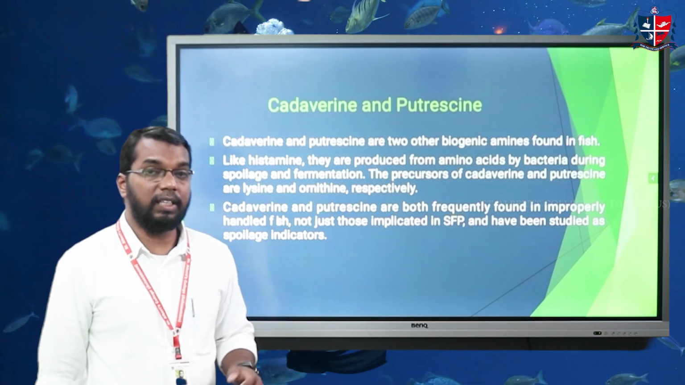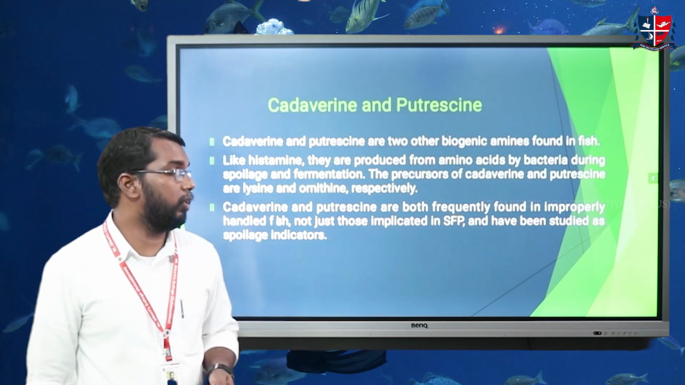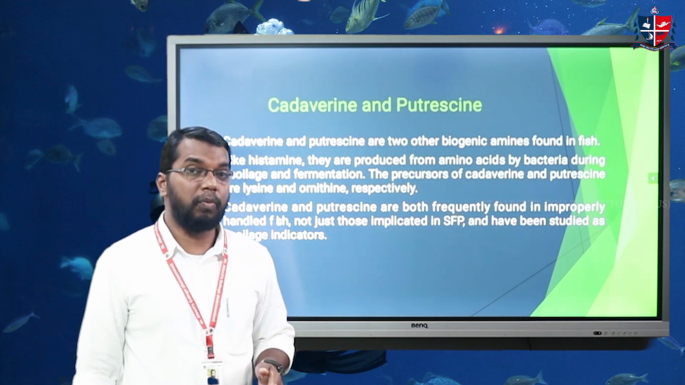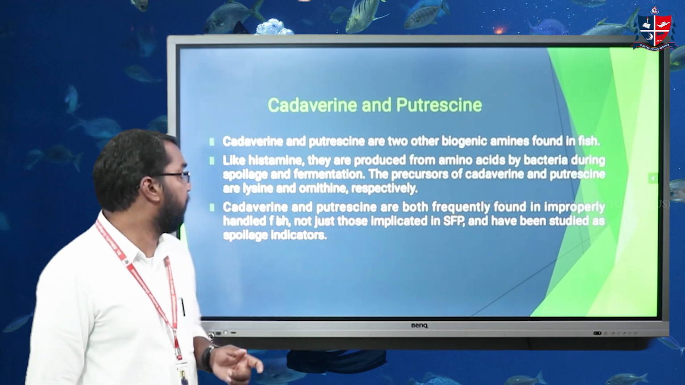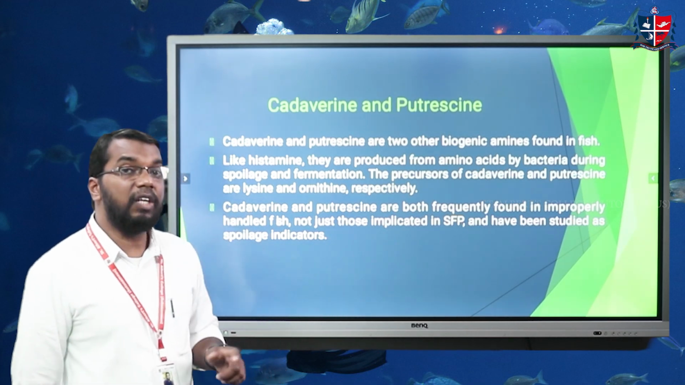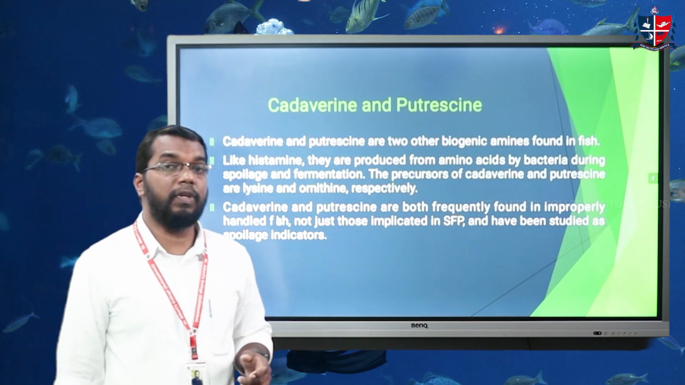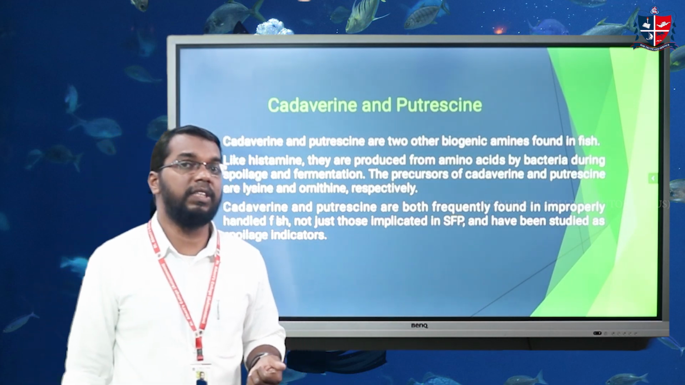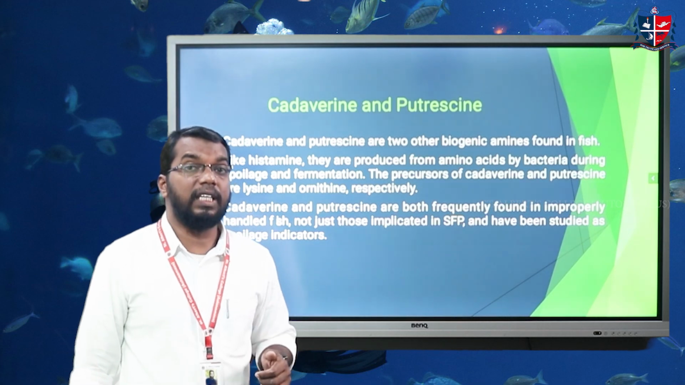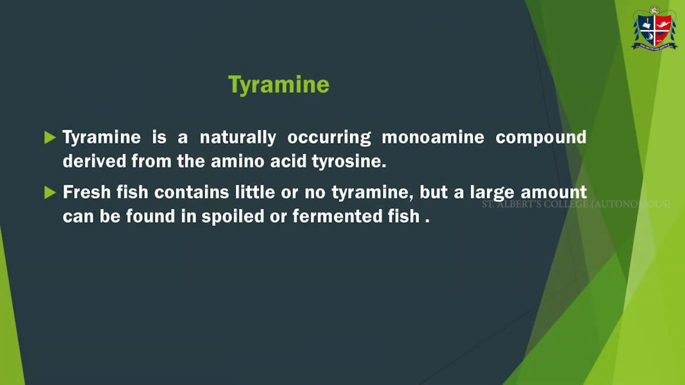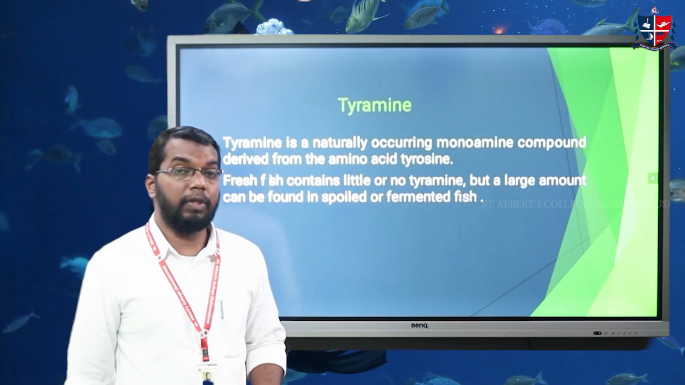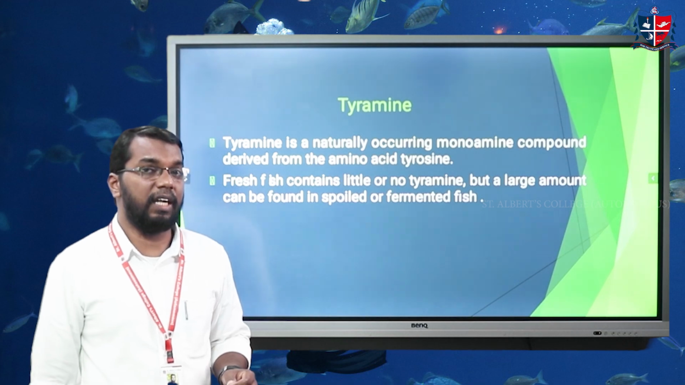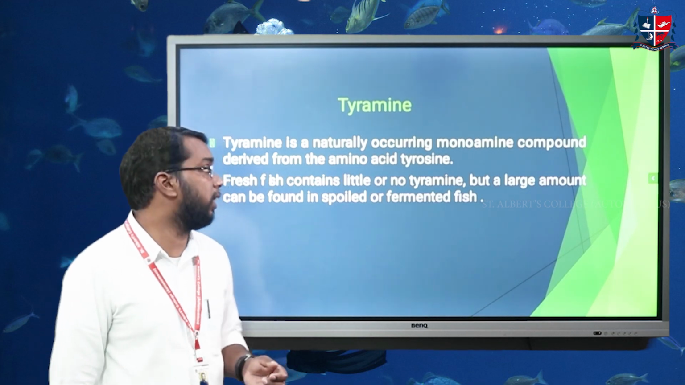These are the two other most commonly found biogenic amines in fishes, and they are also produced from amino acids. The precursors of these two biogenic amines are lysine and ornithine respectively. In fresh fish, the amount of these biogenic amines is very low. In spoiled fish, the amount is very high. Next is tyramine. Tyramine is another biogenic amine found in fish, and it is produced mainly from the amino acid tyrosine. Fresh fish contains very little tyramine, but in spoiled fish, the amount of tyramine is very high.